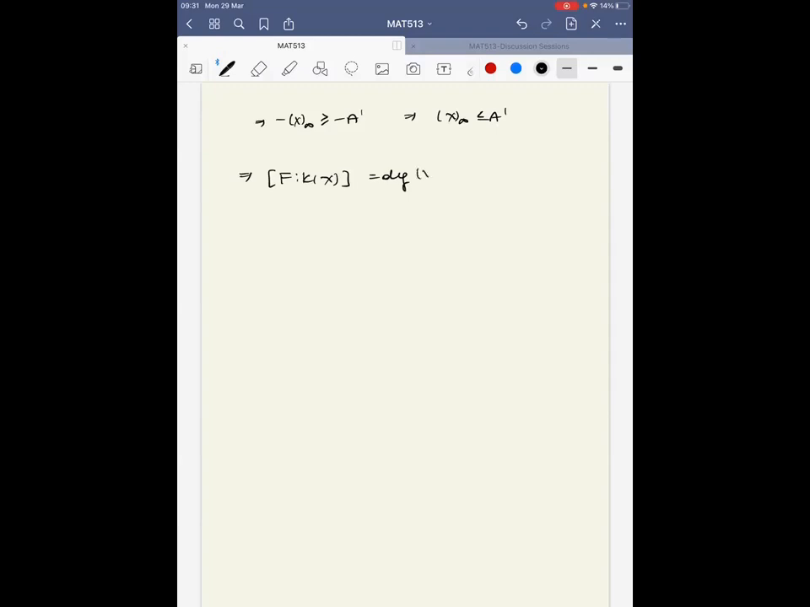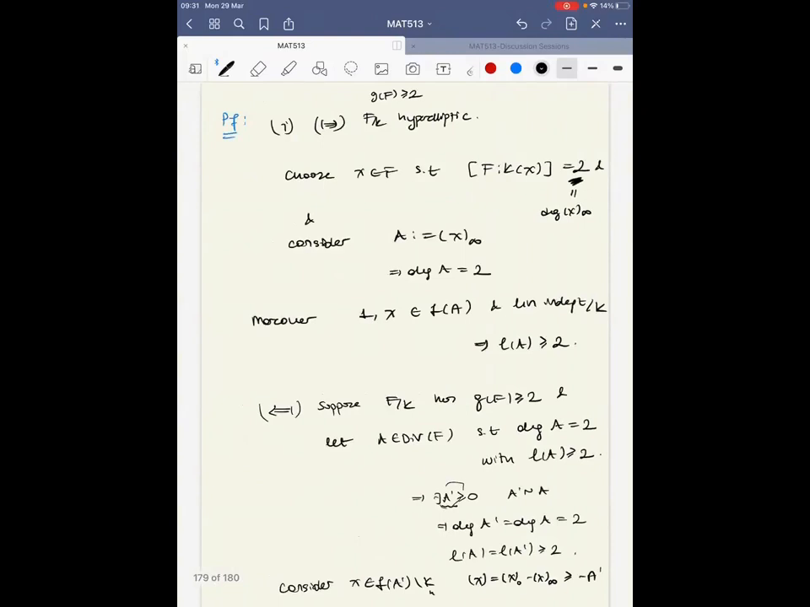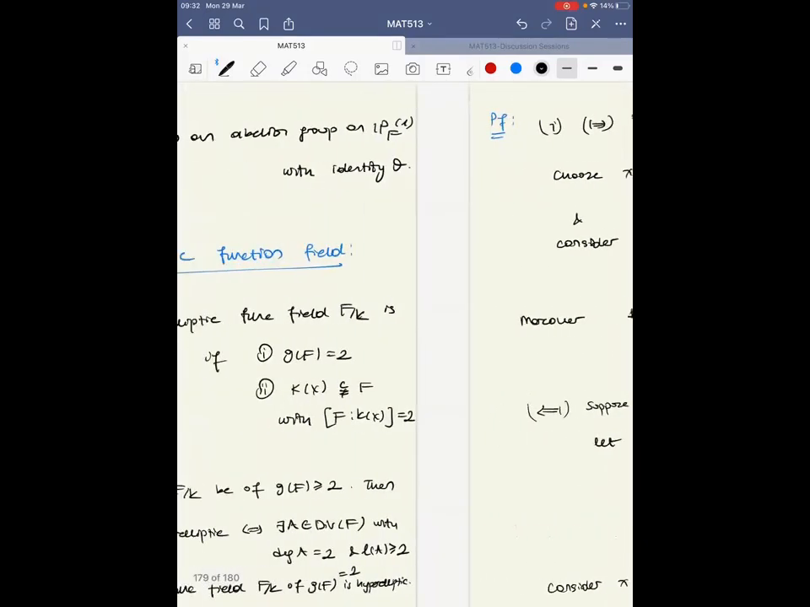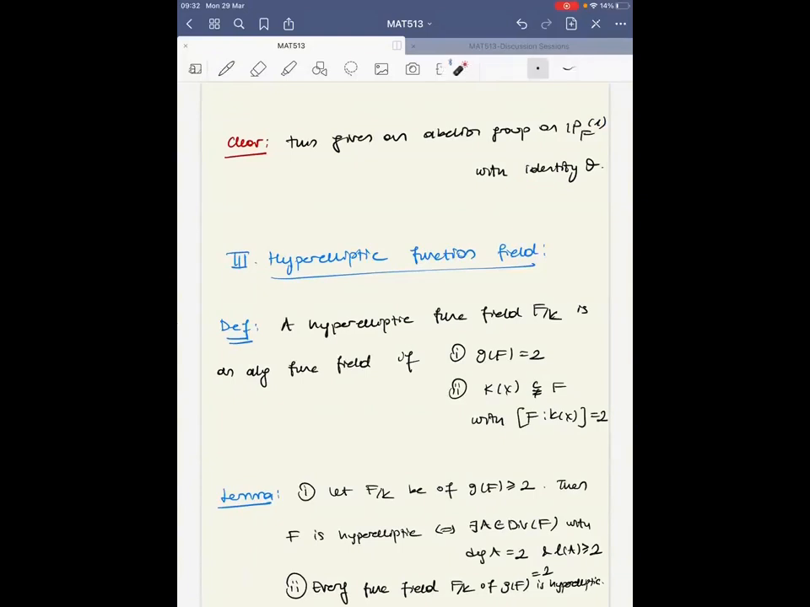And so that means the degree of the pole divisor, or the extension degree, is at most the degree of A prime, which has the same degree as A. So this is 2, and this extension degree can be at most 2. However, on the other hand, we also know that this genus is at least 2.